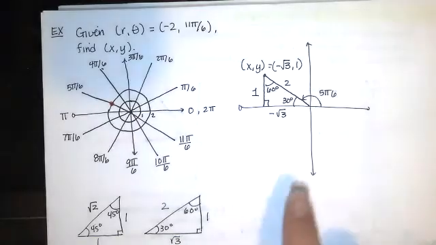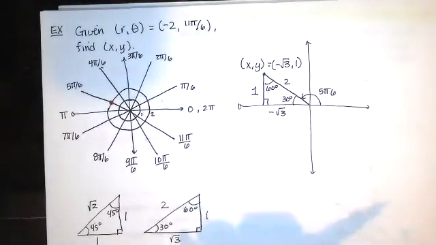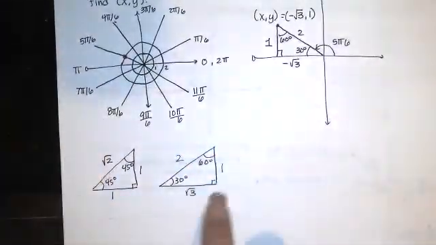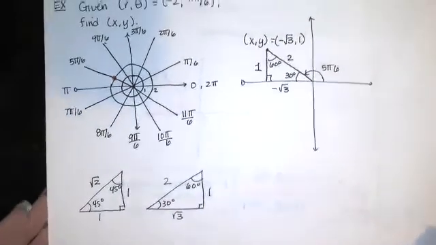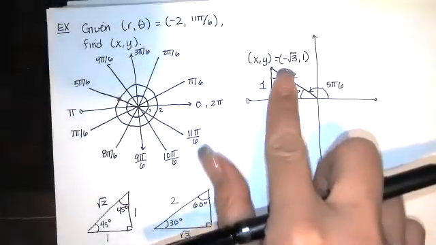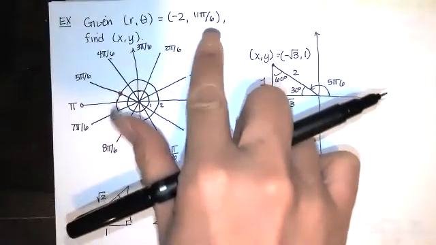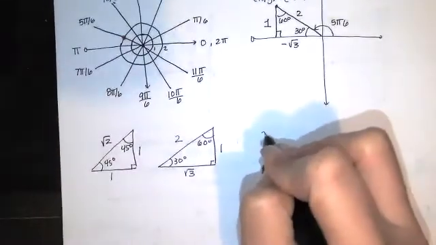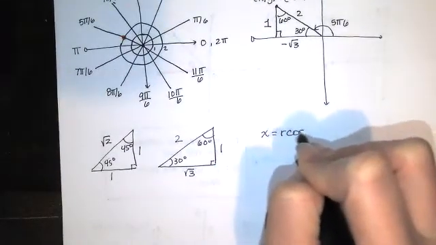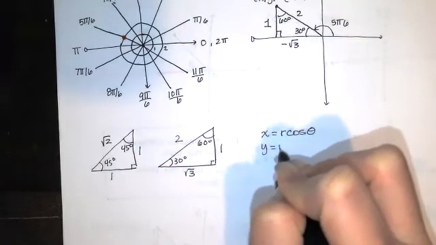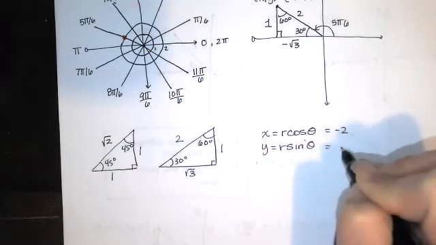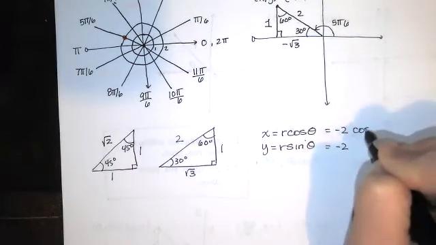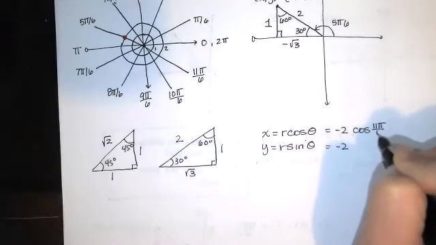Okay, so if you're not comfortable with the geometric approach, if you're saying to yourself, I don't remember that, I don't want to remember that, I just want to take an algebraic approach, well, we could use an algebraic approach to find this xy pair as well. We know what r is, we know what theta is, and we know that x is equal to r cosine of theta, and y is equal to r sine of theta. So we just replace the r with -2. We replace theta with 11 pi over 6.